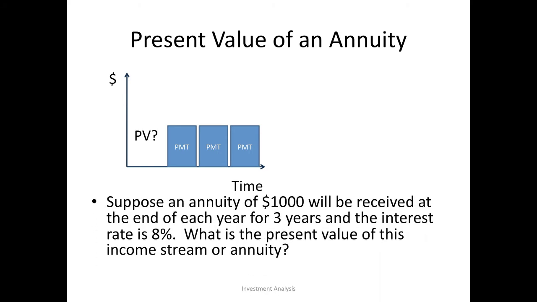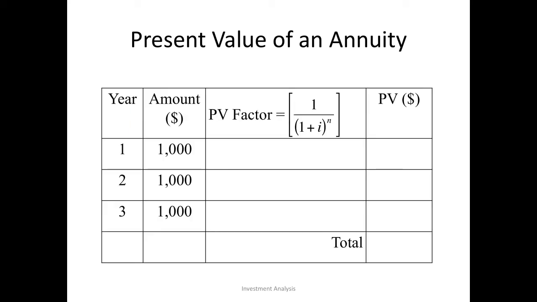And so let's illustrate this with an example, because the calculation is relatively straightforward. So suppose an annuity of $1,000 will be received at the end of each year for 3 years, and that the interest rate is 8%. What you'd like to know is the present value of that income stream, or that annuity. This table will help illustrate the concept. I've got the different years on the rows, and then I've got a column for the amount that you're going to receive at the end of each year, the present value factor, and then also the dollar value stated in present value terms.